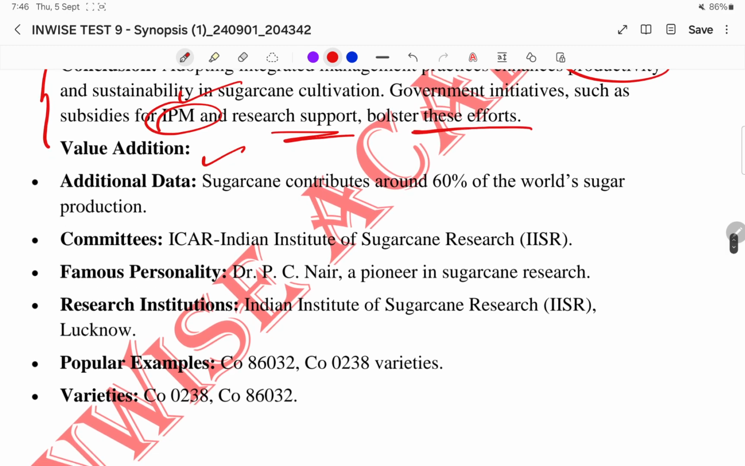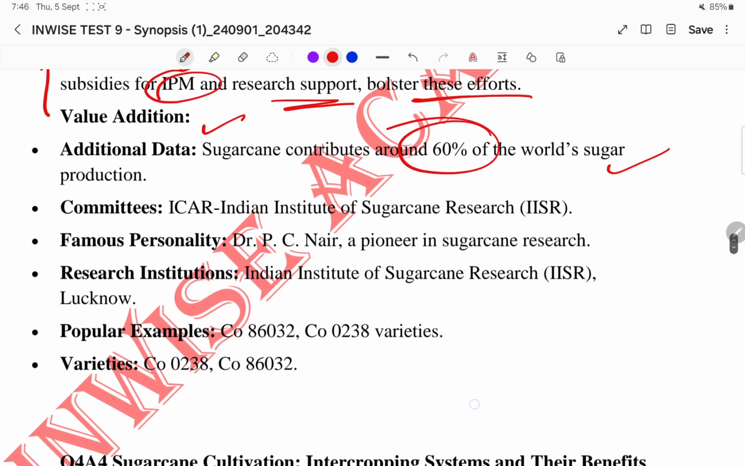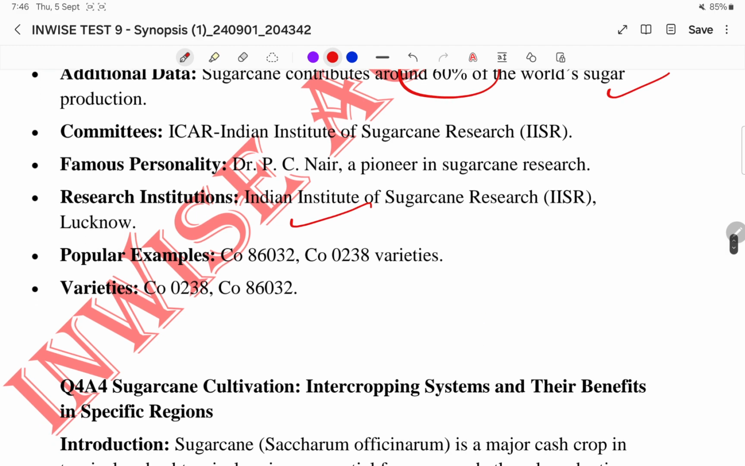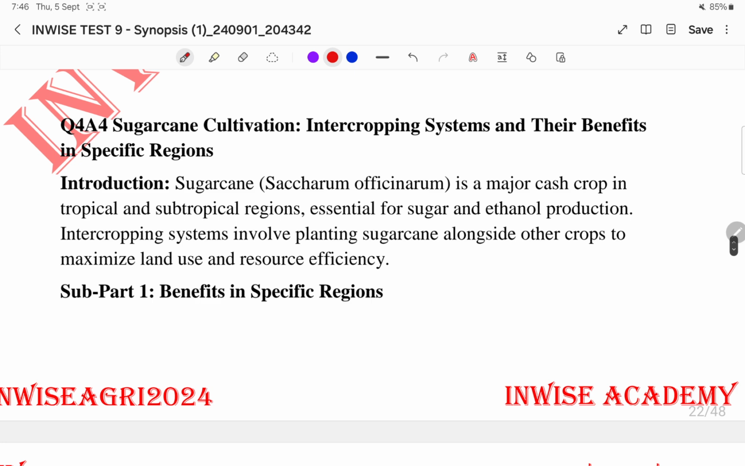Come to value addition, additional data. See, sugarcane contributes around 60% of world sugar production. Okay. Then come to research institutes like the Indian Institute of Sugarcane Research, Lucknow. So examples we have discussed in the answer itself. Fine. So come to the question number 4.